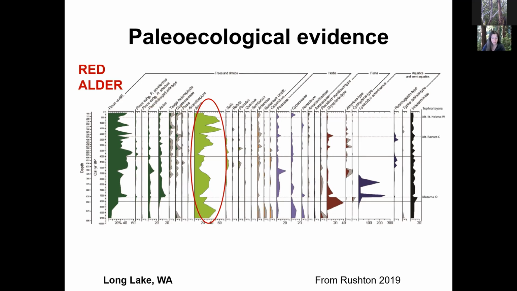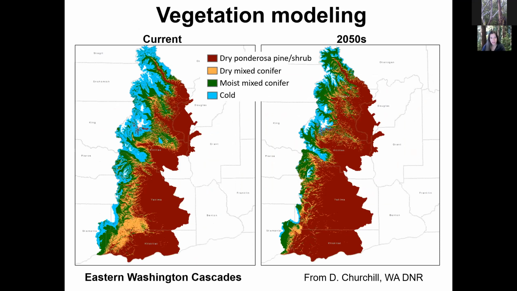And then red alder, which also is more abundant now than it was in the past. We can also look at vegetation modeling. So this is some modeling for the Eastern Washington Cascades that the Washington Department of Natural Resources did. It's looking at the current climate there on the left, and then the mid-century there on the right.